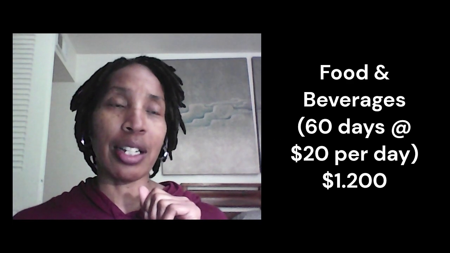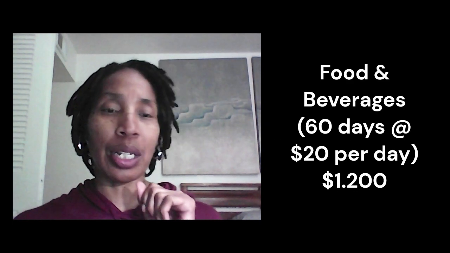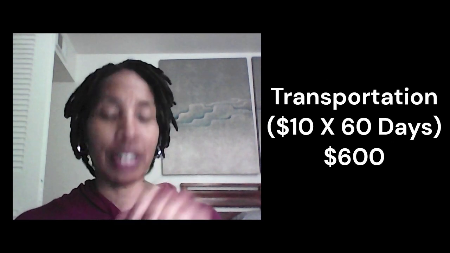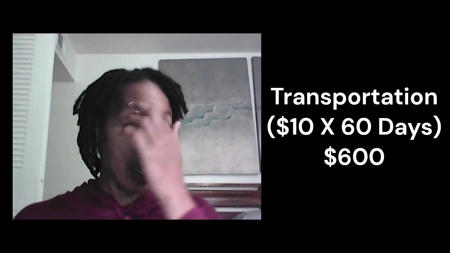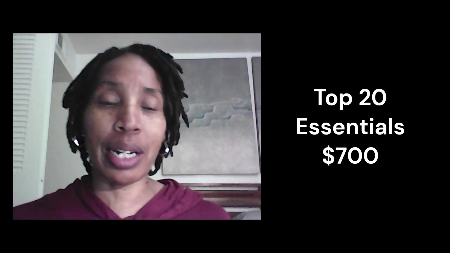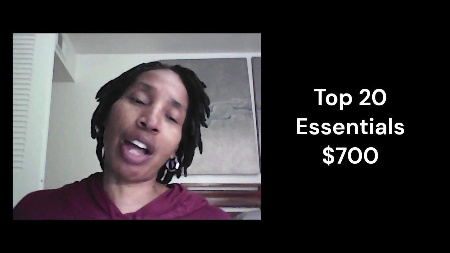Food for 60 days at $20 a day is $1,200. Transportation for 60 days is $600. And as I mentioned, the top 20 items that I needed, I did not have, was $700. That gives me a grand total of $7,000.